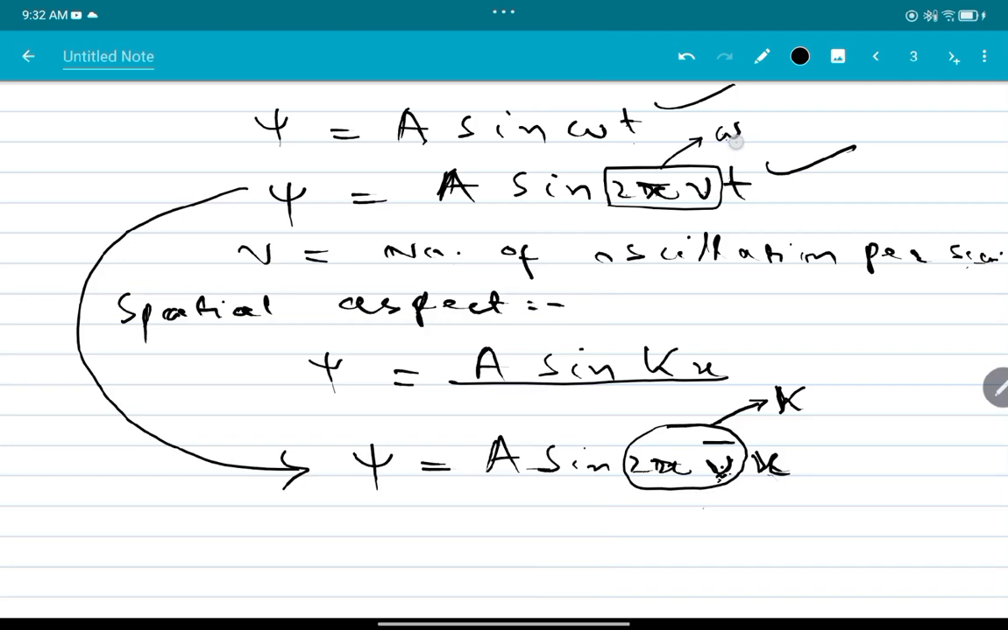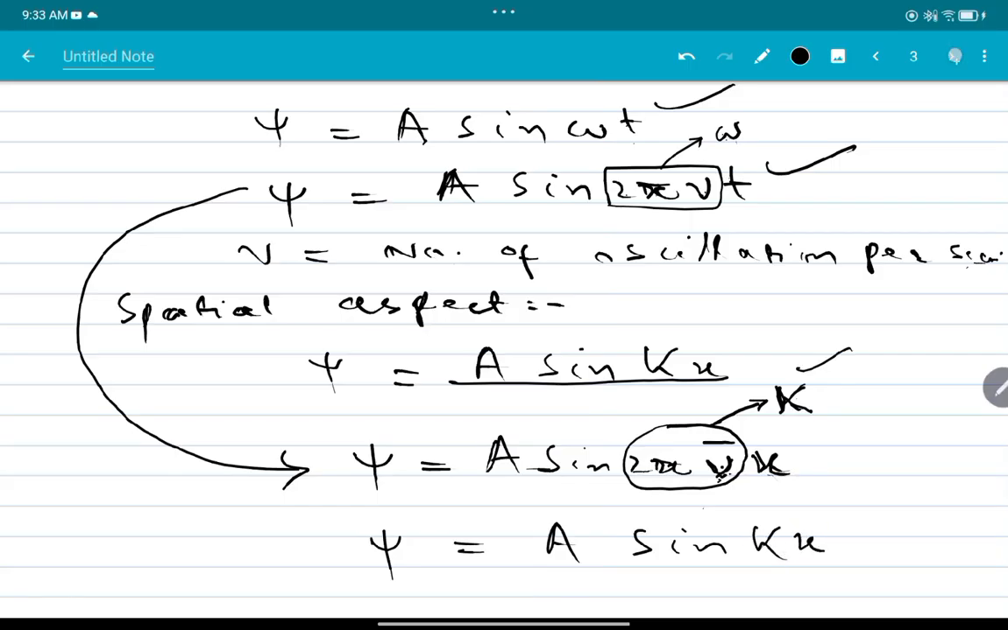But you know why we are doing this. Similarly, you have here the angular wave number. k is the angular wave number. It is a very important quantity we use in quantum mechanics and other fields of physics. This is the spatial aspect, and that is the temporal aspect. So finally I can write A sine (omega t minus kx).